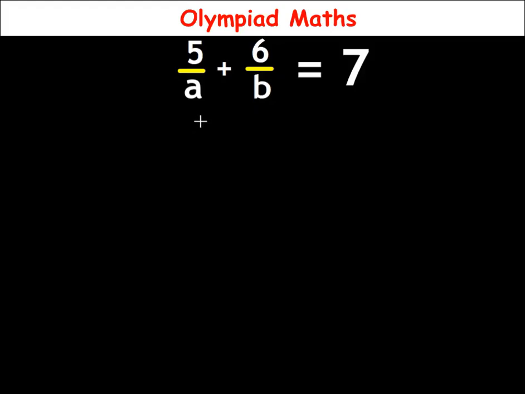In this video, let us solve this question. So we have 5 over a plus 6 over b is equal to 7. And here, we are to solve for the pairs of solutions for a and b. So what are the solutions of a and b?